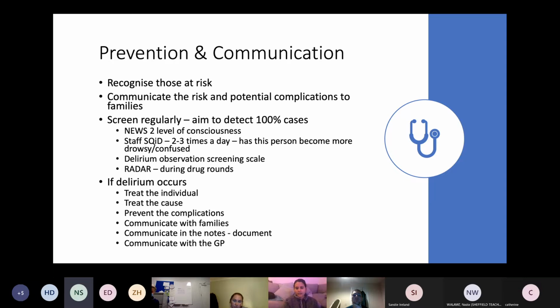And then if delirium does occur, it very much is an individualized treatment plan, because people's delirium is caused by different things. So you are treating the potential cause, and then you're treating the complications that come from that. People will get different complications from delirium compared to others. So it's very much an individualized treatment plan around what the cause is and what you think are the high risks of complications that they may get. Ensuring we communicate with the families, ensuring we communicate in the notes. It's really important to document what your thinking process is behind this, and then communicating with the GP on discharge to ensure that they have appropriate follow-up.